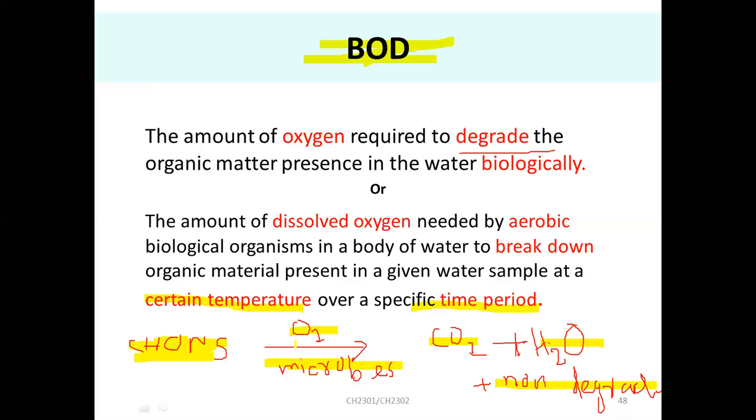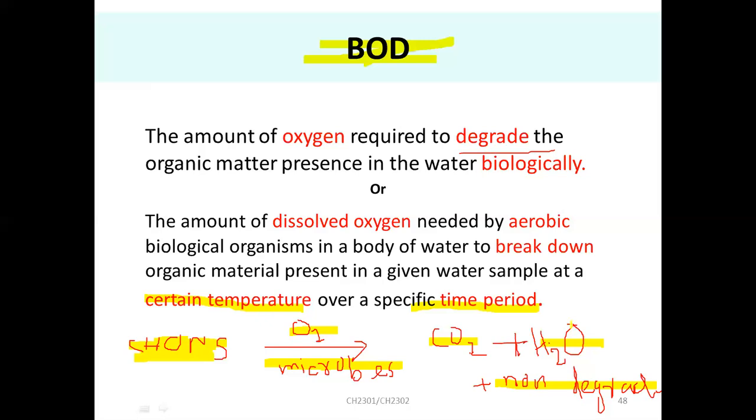So that means if the BOD value is high, the oxygen demand is high. That means the amount of oxygen required to degrade the organic matter in the wastewater sample is high. BOD is high means the presence of organic matter is high.